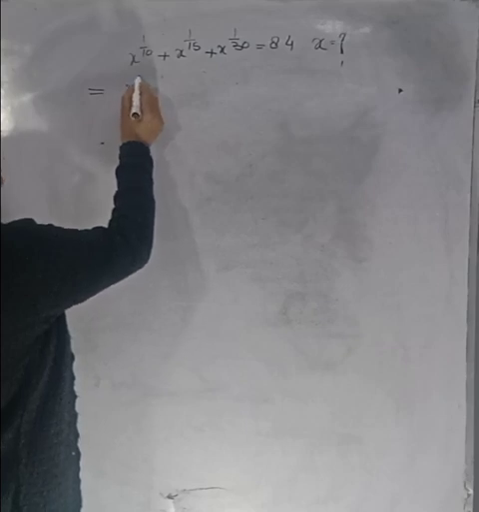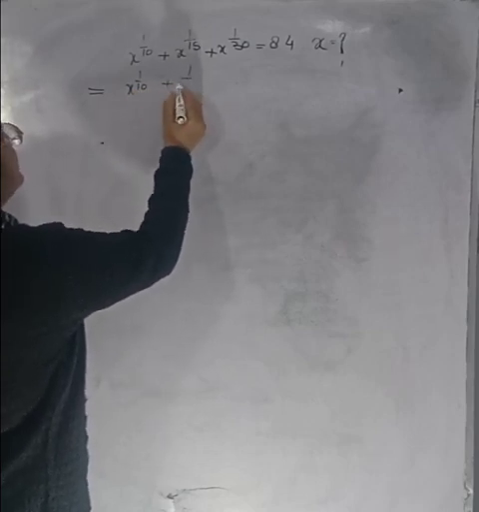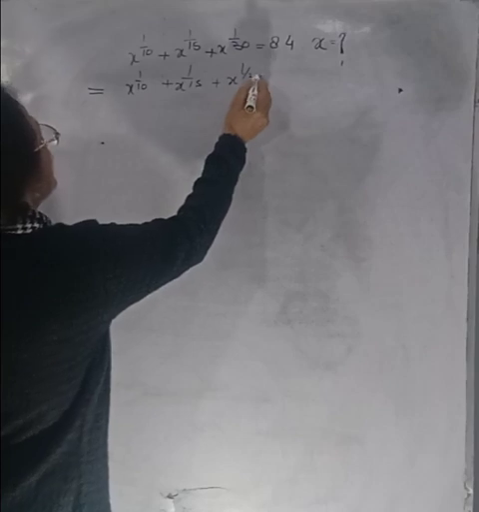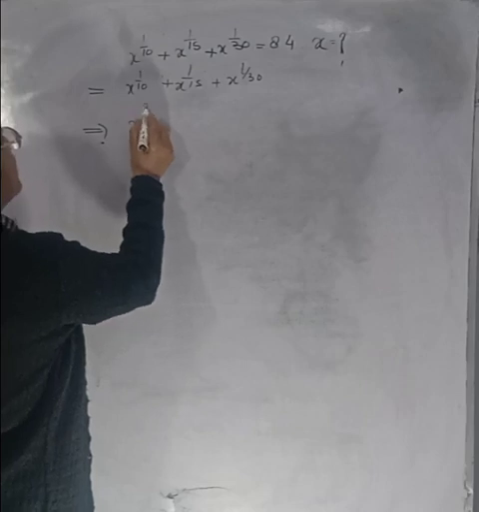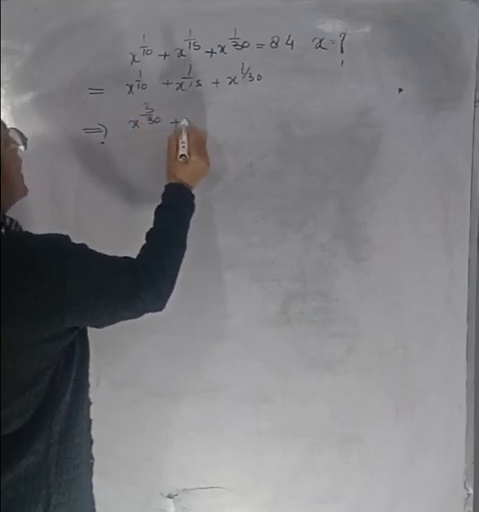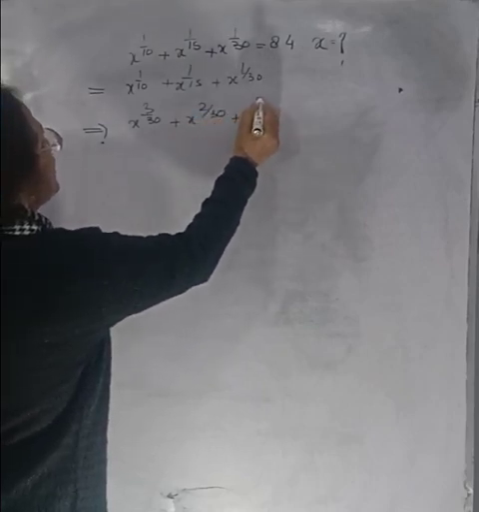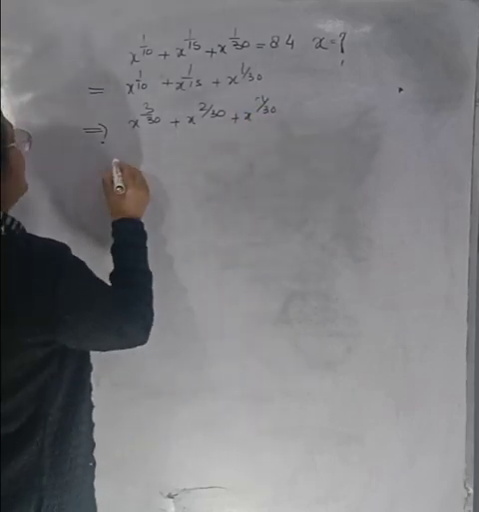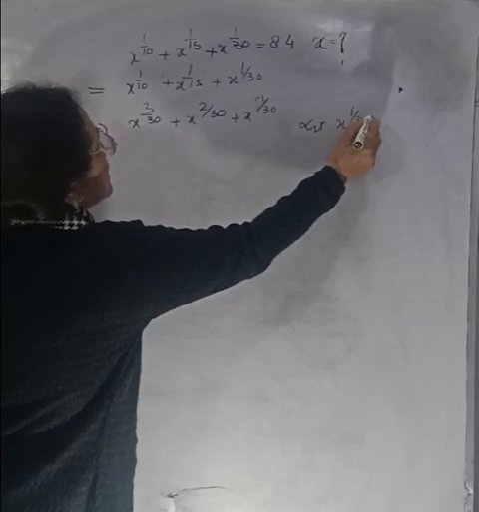The left hand side, x^(1/10) + x^(1/15) + x^(1/30). This can be written as x^(3/30) + x^(2/30) + x^(1/30). Okay, 1/30 is common.